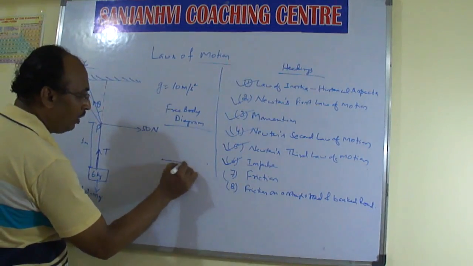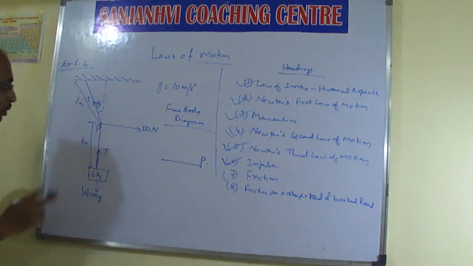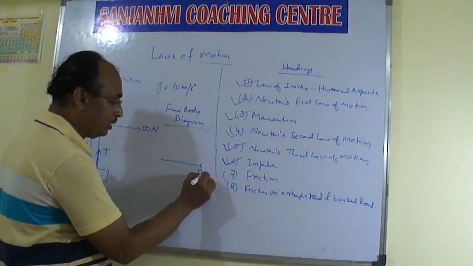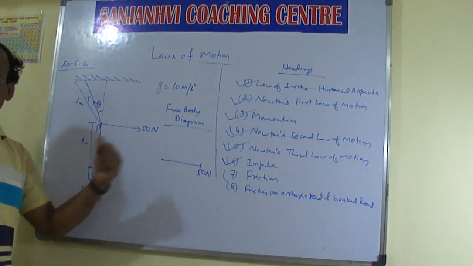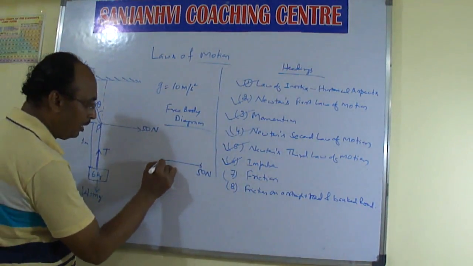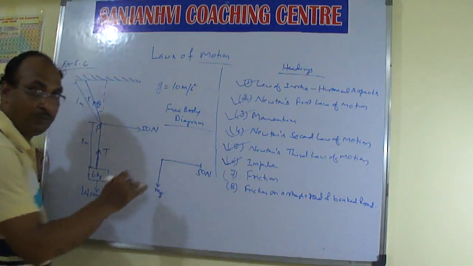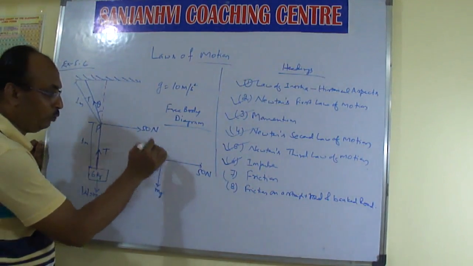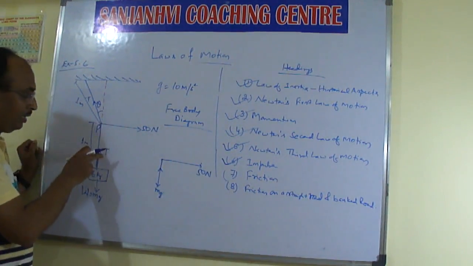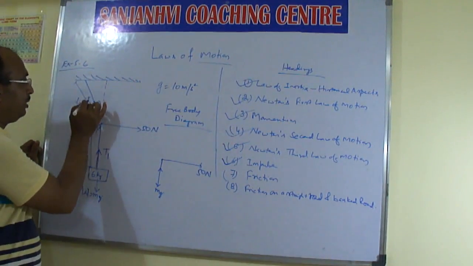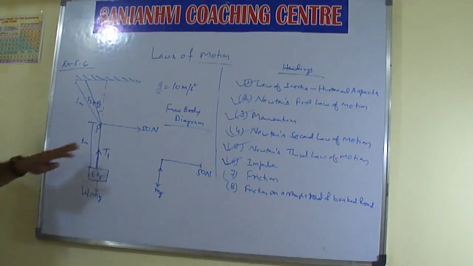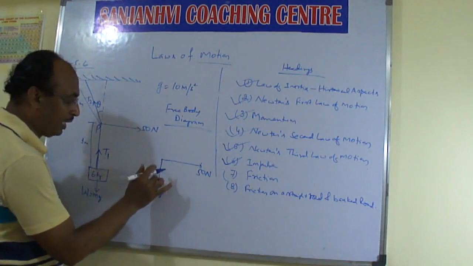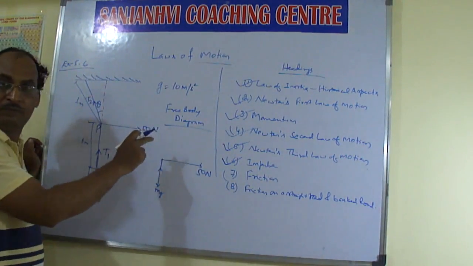In this free body diagram, what you are showing is that on one side a force, any name you give, called 50 Newton, is acting in the horizontal direction, and the weight mg is acting downward. Now this mg is being counteracted by what? Suppose this is T1 and this is T2. T1 acts in this direction.